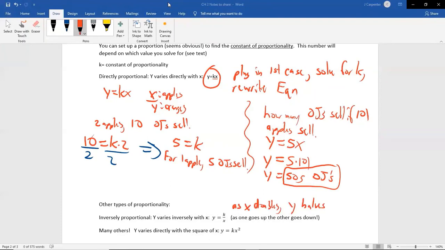So if you wanted to increase the time it takes you to make that 10-mile drive, you'd have to slow your speed. So that's the idea of inversely proportional. As one goes up, the other goes down.